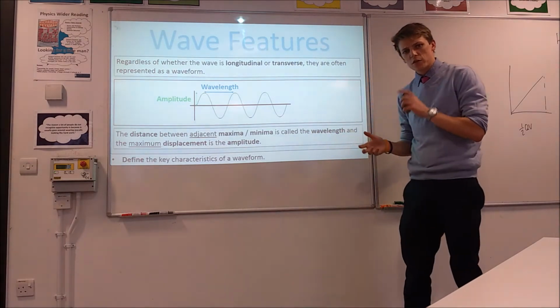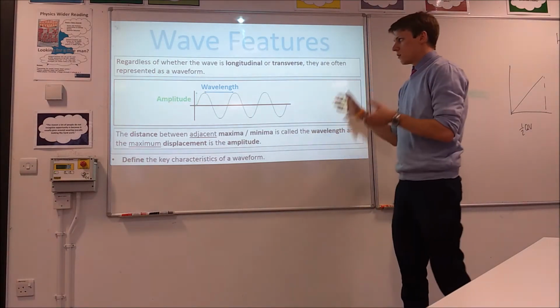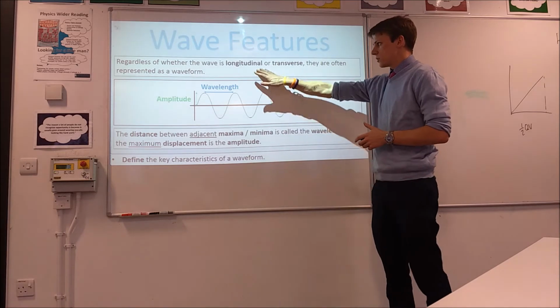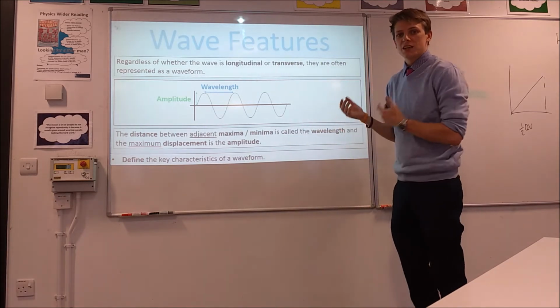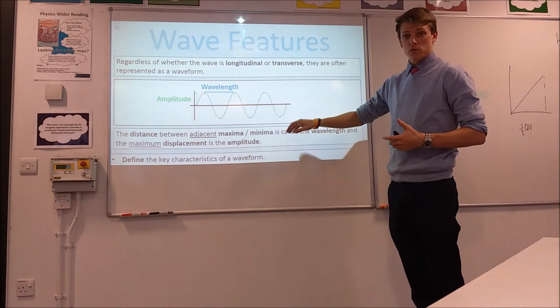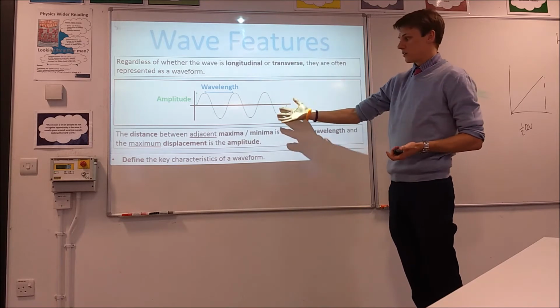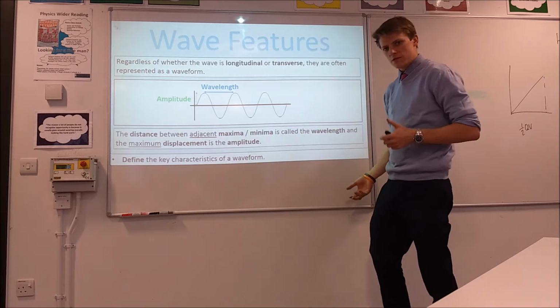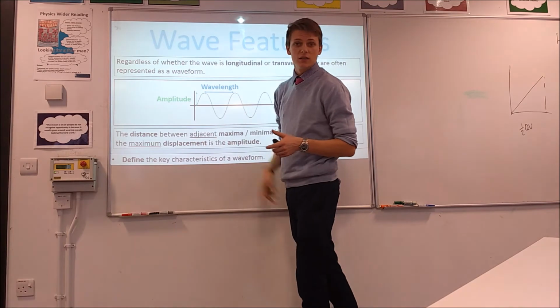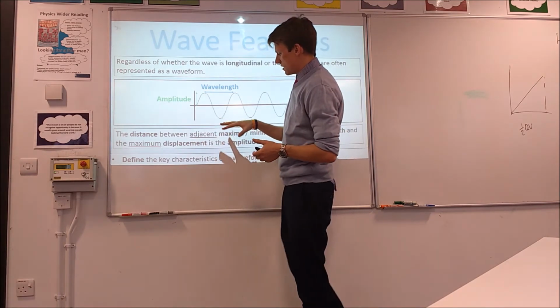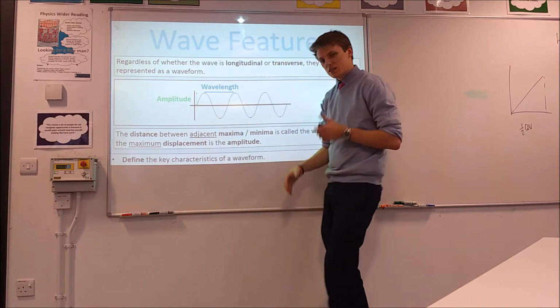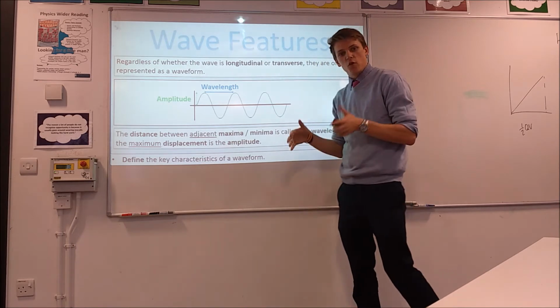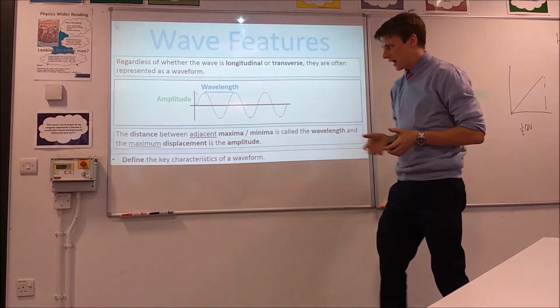So let's look at a few features of a wave. Regardless of what type of wave it is, longitudinal or transverse, we can represent it as a waveform. So transverse waves, that's easy because they look like this anyway. With a longitudinal wave, what we do is we represent a compression as a maximum and a rarefaction as a minimum. So again, we can represent it in waveform, which makes it easier to analyse and look at.